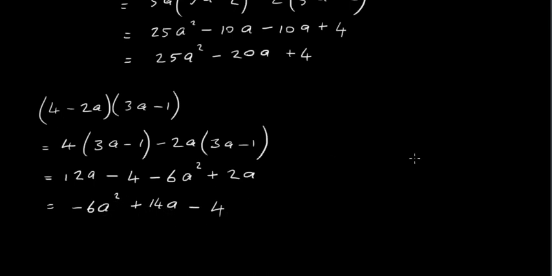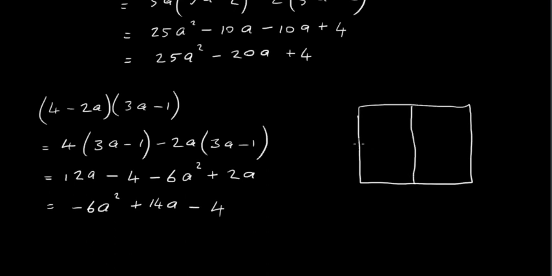Now I'll just do this one using the area model. I didn't do the area model for the previous one, but they're all pretty much the same. Just different letters, different numbers. So let's just try it here and see what happens. We got a 4, we got a minus 2a, that's the first bracket. We have a 3a, and we have a minus 1. So let's just multiply that out and see what happens.